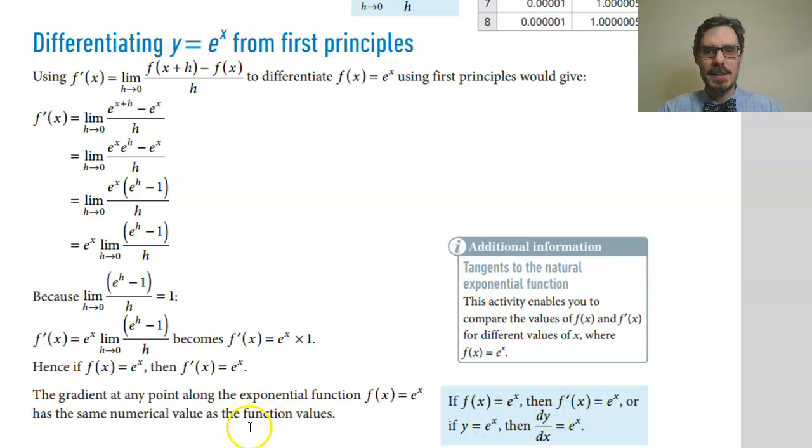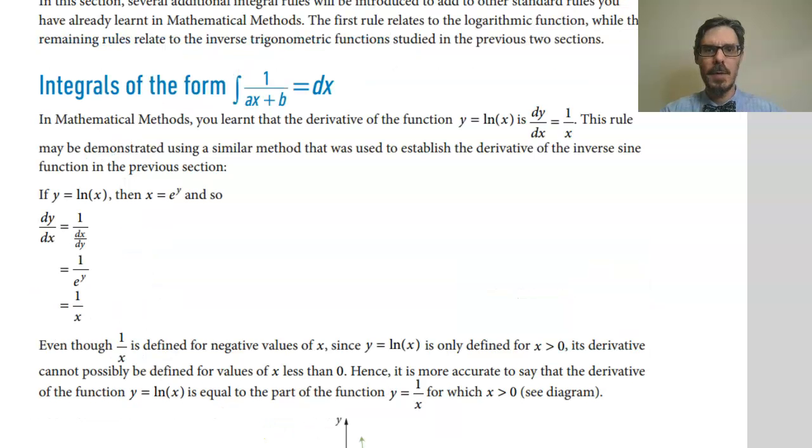Now, where does that get us? Well, it gets us to the derivative of log x. And the derivative of log x is 1 over x. Now again, there's a little bit of hand waving here. I'm not going to go back to first principles because this is actually, as the textbook here says, a Math Methods thing you'll do at the start of Year 12.